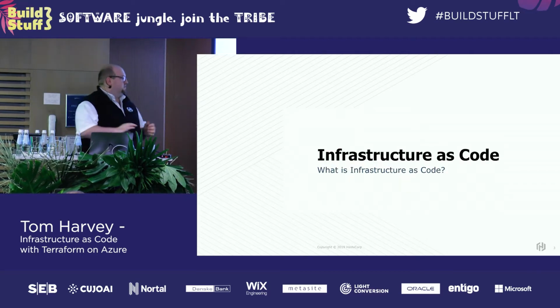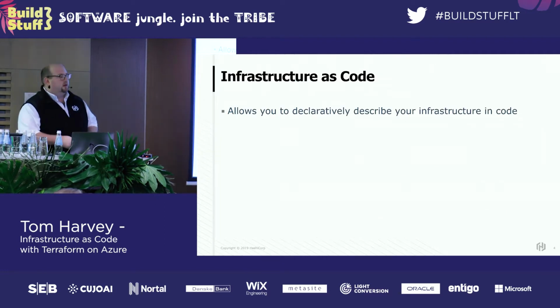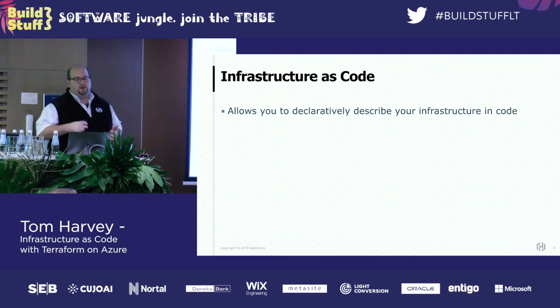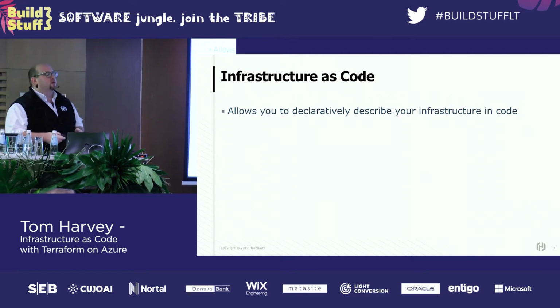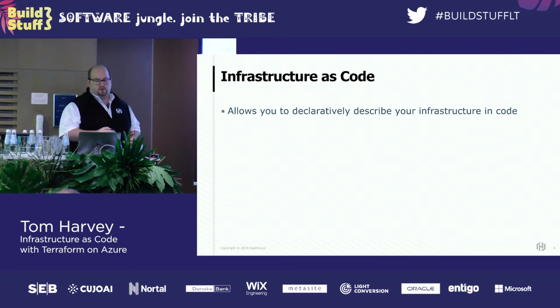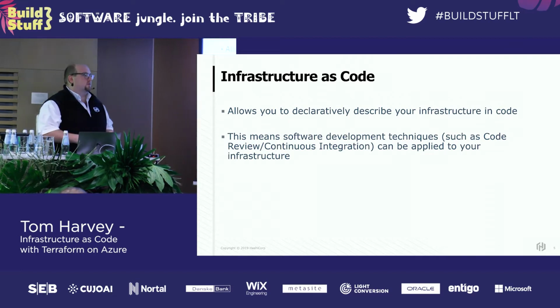Just to ensure we're all on the same page, what is infrastructure as code? Infrastructure as code allows you to declaratively define your infrastructure in code, which means that you can apply standard development practices to it. For example, continuous integration, code review, pull requests, that kind of thing.